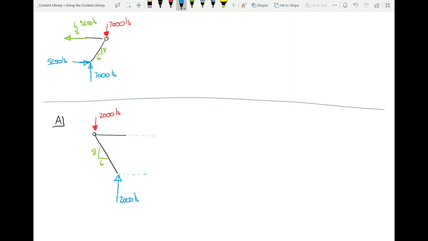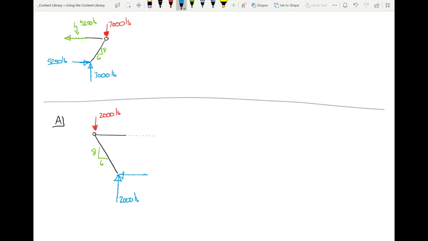Step two. Whenever I know the vertical component, I can determine the horizontal component. They both have to be pointing toward. They're either both pointing toward or they're both pointing away. Since the first one's pointing toward, I know the second one's pointing toward. Hence why I've got that drawn to the left.